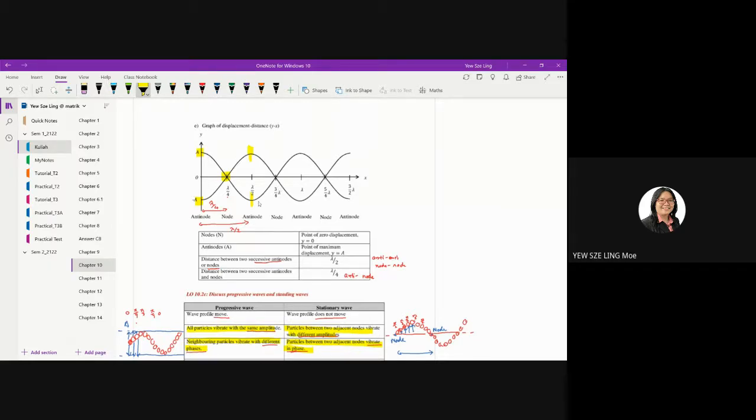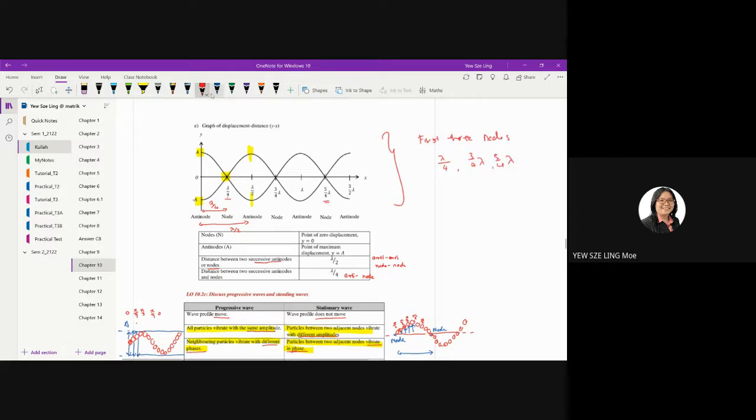So for example, if you're given a graph like this one, and the question asks you to state the position of the first three nodes, this is one of the questions that can be asked in exam. So where are the nodes according to the diagram? The first node is located at lambda over 4, the second node is located at 3 over 4 lambda, and the third node is located at 5 over 4 lambda.